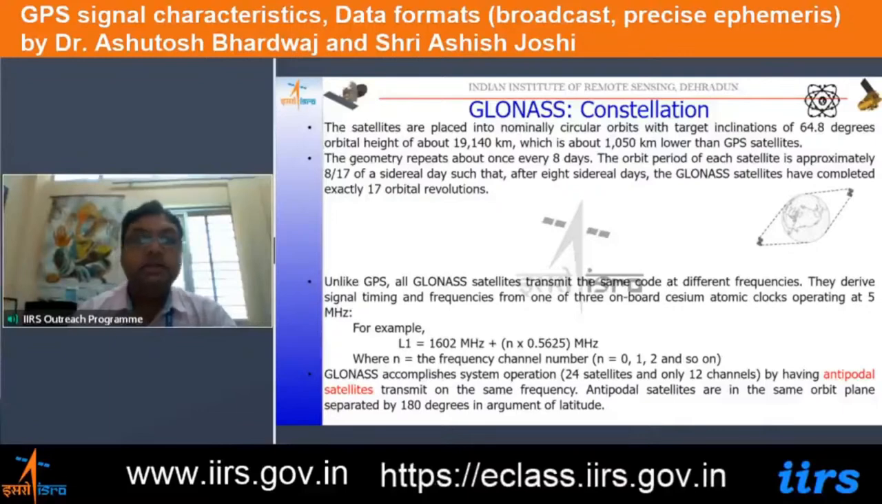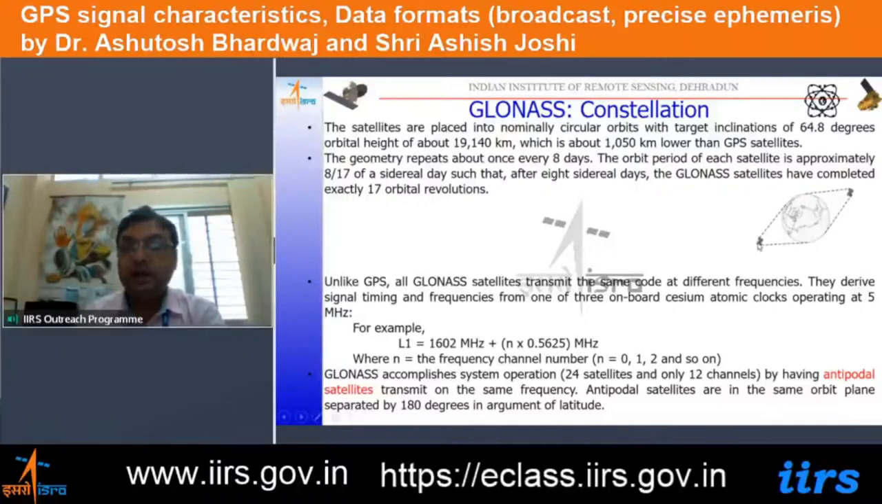There is a variation in the elevation also. In GPS, it was 20,100 kilometers. However, in this case, it is at a little lower elevation. It is 19,140 kilometers average height for the GLONASS, and the launches of the satellites for GLONASS have been done such that for one of the satellites, on the exact opposite end, there is another satellite also.